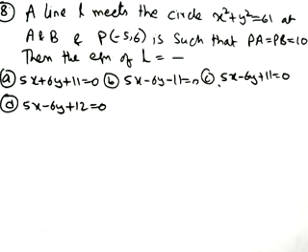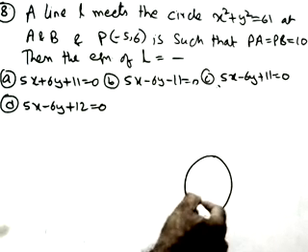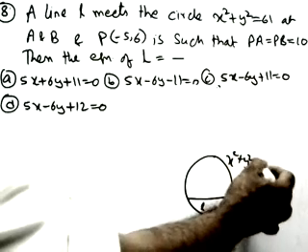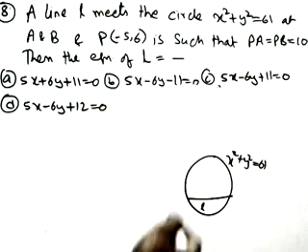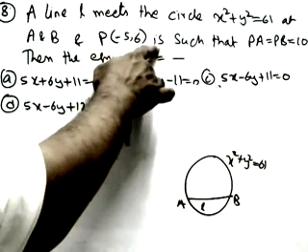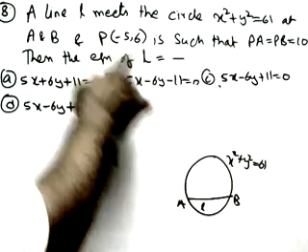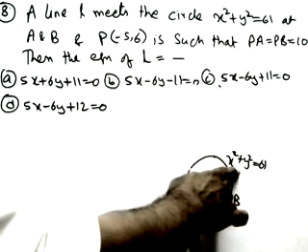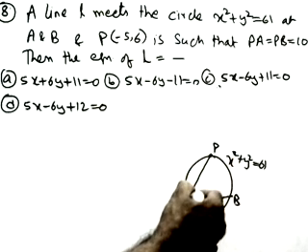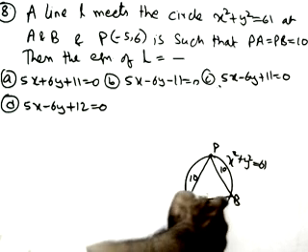Now you see the next question. A line L meets the circle x square plus y square equals to 61 at A and B. P minus 5 comma 6 is a point such that PA equals to PB equals to 10. Watch carefully. This P lies on this circle, no? Because minus 5 square is 25, plus 36, that is 61. Suppose we consider P here. So this distance PA is 10, and PB is also 10.